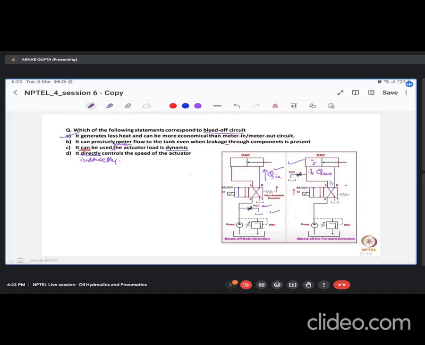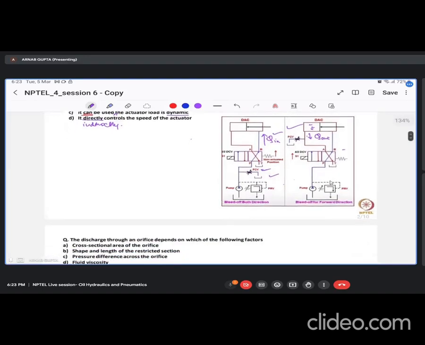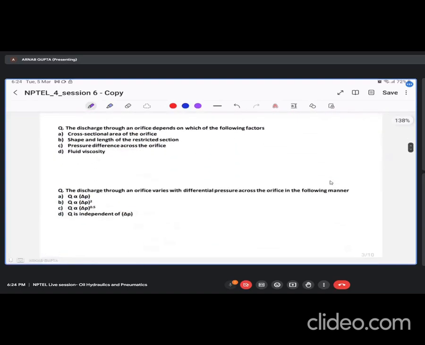Okay, going on to the next question. The discharge through an orifice depends on which of the following factors: the cross sectional area of the orifice, the shape and length of the restricted section, the pressure difference across the orifice, and fluid viscosity. So as we know, a flow control valve basically works on the principle of flow through a restricted section or an orifice.